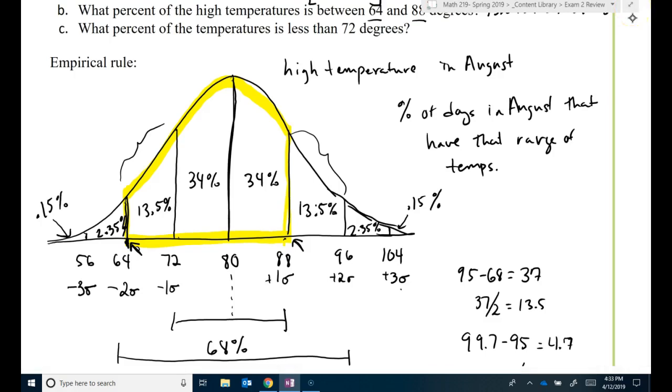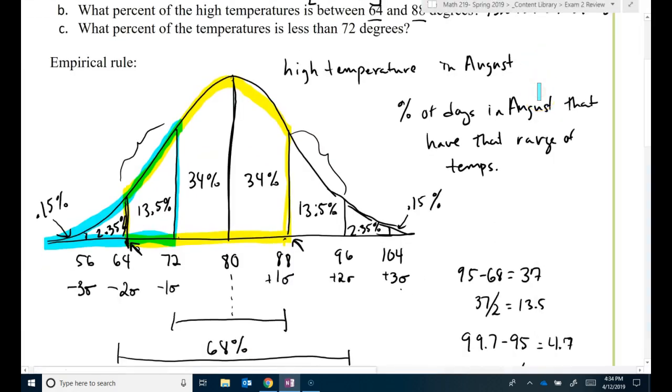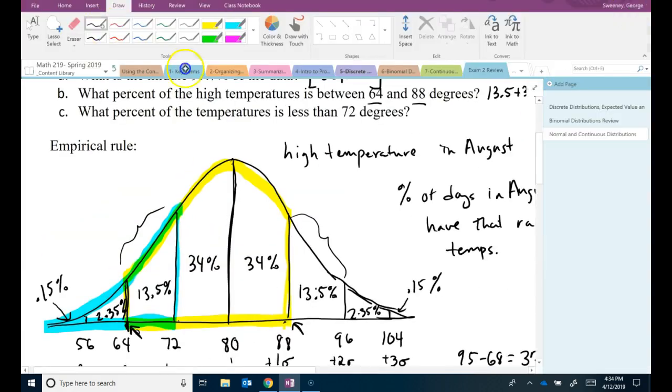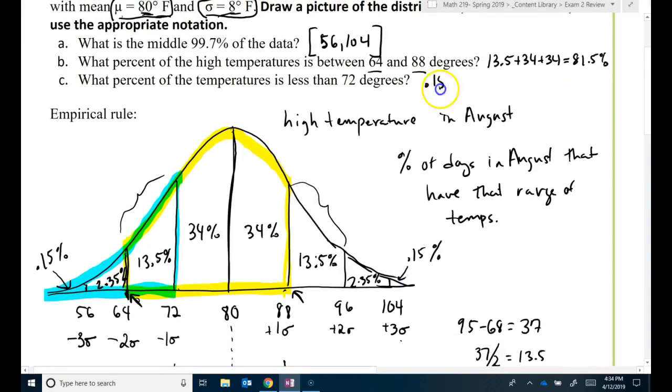What about what percent of the temperatures is less than 72 degrees? Well, now, that one is this grouping. There's less than 72. A couple of different ways we can do this, but probably the easiest way is we're just going to take 0.15 plus 2.35 plus 13.5, which equals 16%.